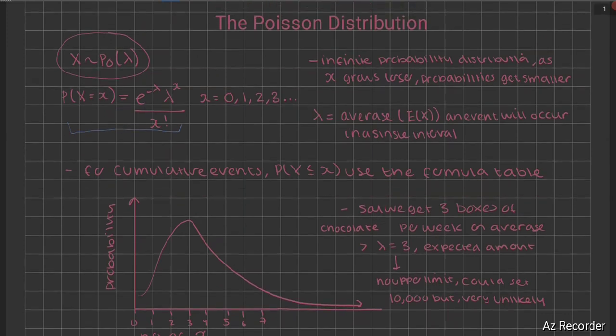So we'll jump into a few examples. In the next video, I'll go over modelling with the Poisson distribution. And so the next video will cover the rules that a problem needs to have in order for it to qualify as a Poisson distribution. So in this video, we'll just be getting used to the calculations.